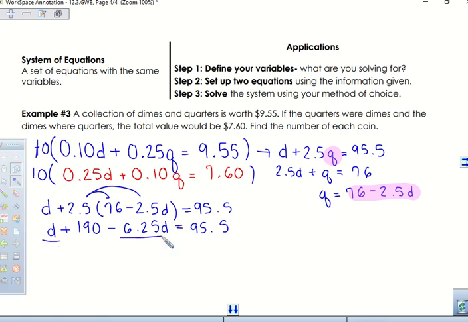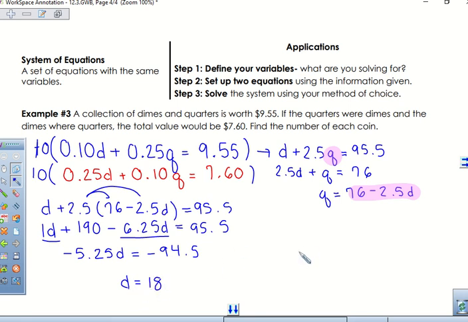These are like terms, so I can combine them. This is like a 1. So 1 minus 6.25 is going to be negative 5.25, right? And then I'm going to subtract this 190 over. So I end up with 95.5 minus 190, which is negative 94.5, which means d is equal to 18.